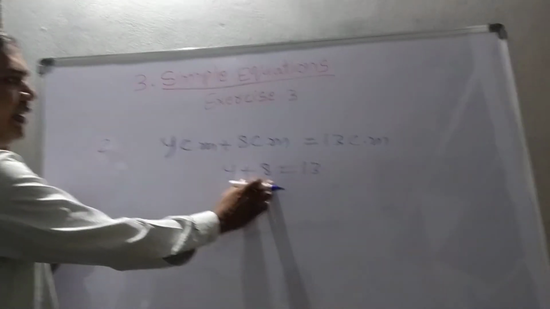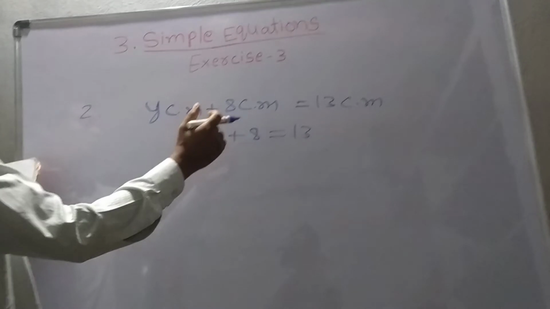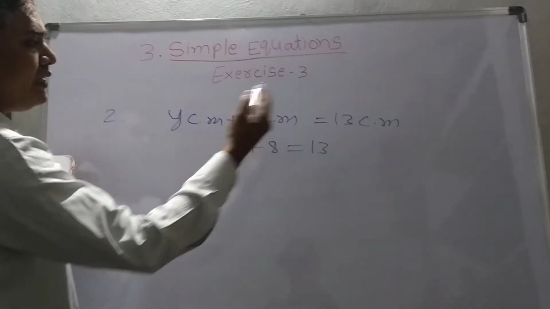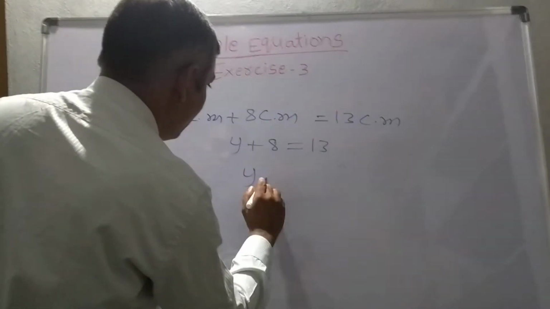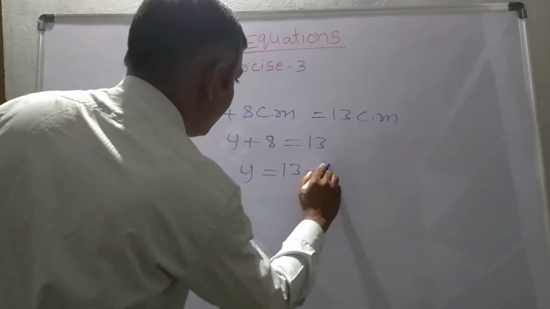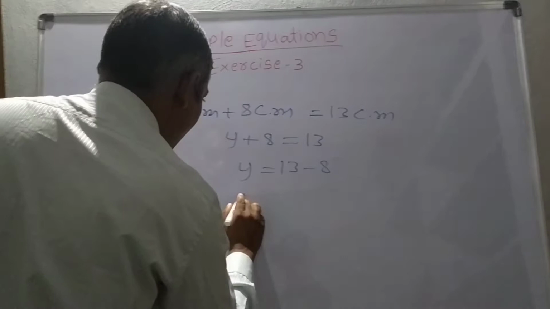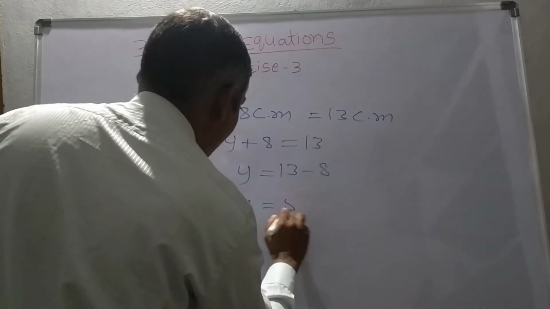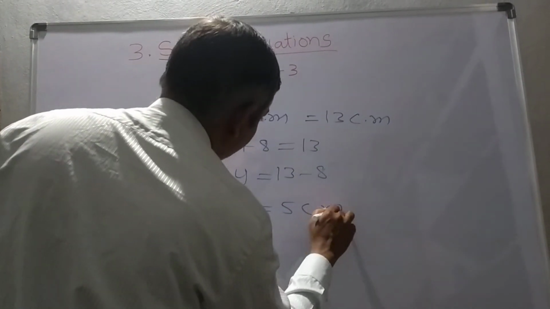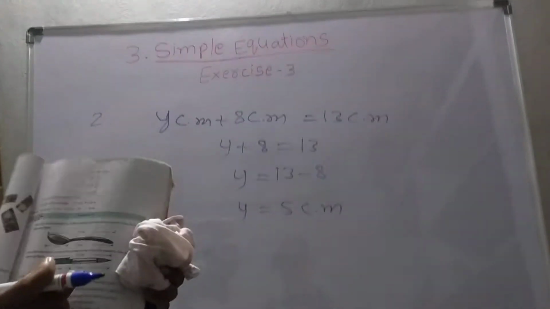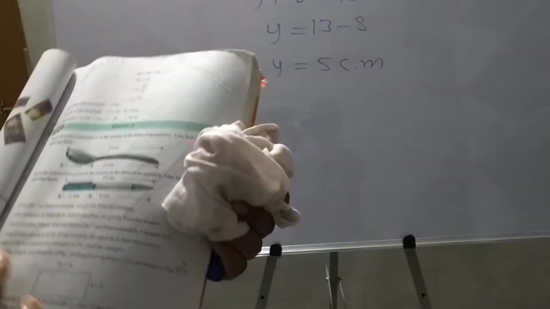On the LHS, that is plus 8. If we transpose plus 8 from LHS to RHS, it will become minus 8. y is equal to 13 minus 8. y is equal to 5 centimeters. This is the answer. The length of the cap is y. y is equal to 5 centimeters is the answer. Next, problem number 3.